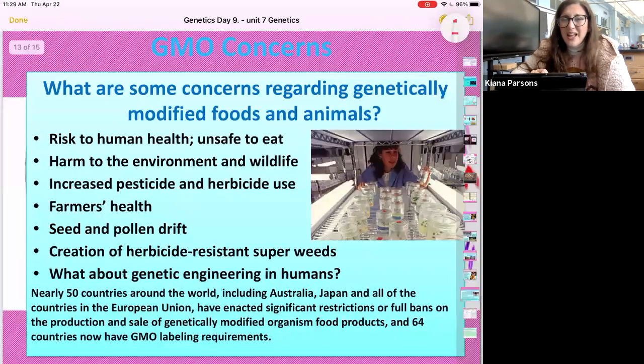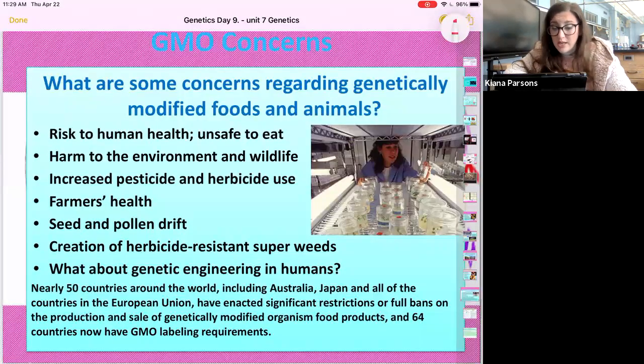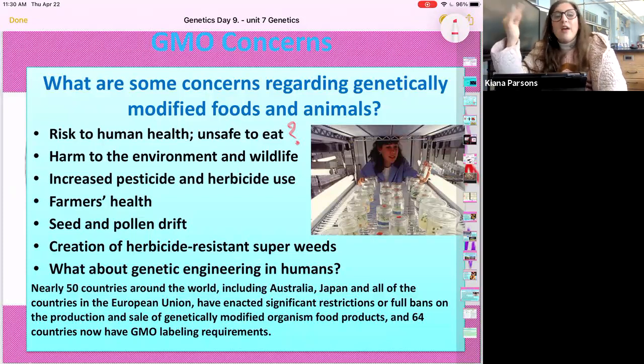But I've been hinting at it already. What are some concerns about GMOs? So, what are some concerns regarding genetically modified foods and animals? There could be a risk to human health if they are unsafe to eat. Again, we've already been eating GMOs our entire lives, but is that safe? We really don't know. In Europe, they have a lot more restrictions against eating genetically modified organisms, but in the United States, we've mostly been doing it without exception. And we're still alive, but that's definitely a question mark.